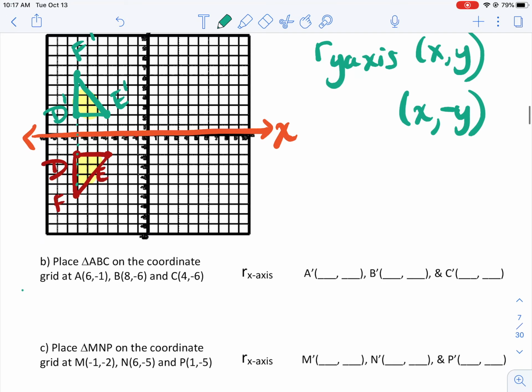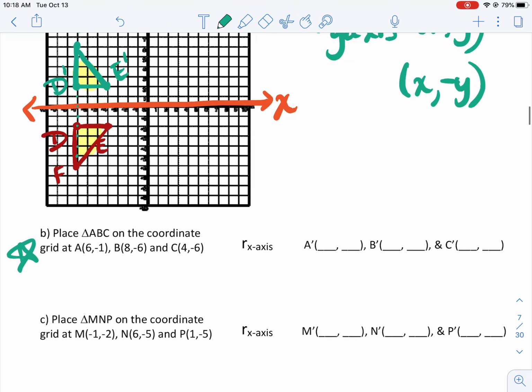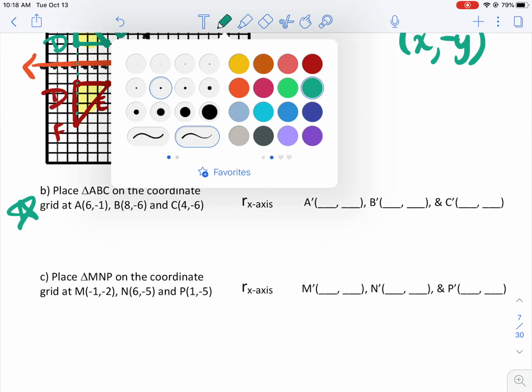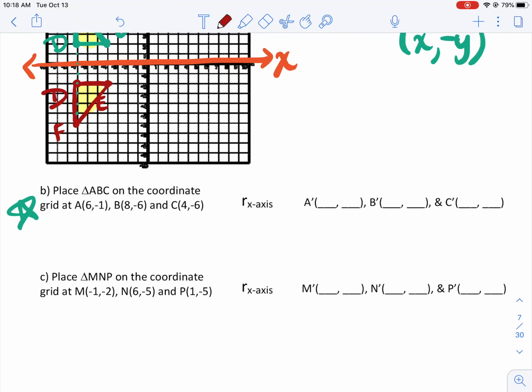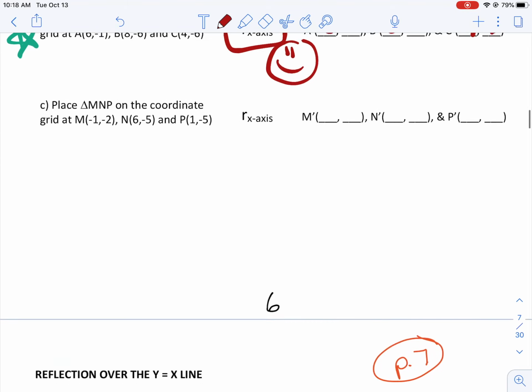Okay? So it might be good for you guys to try this one right now, and I'll list the answer for you. Okay, so if you go ahead and plot this, you should get these points for your answer. And you can feel free to plot them again, reflection about the x-axis.